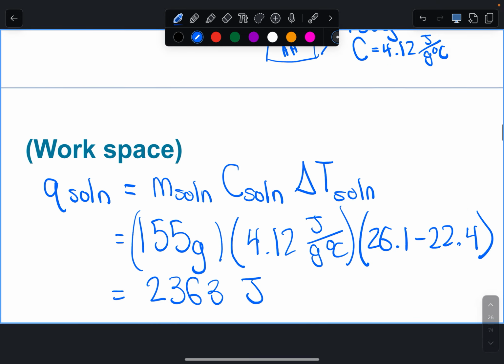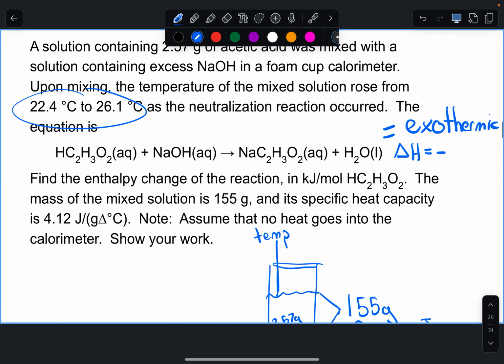If you notice in the question, it says, find the enthalpy change for the reaction in kilojoules per mole. That's because the balanced equation has 1 mole of acetic acid. That's why it's asking you to find it in kilojoules per mole, because it's for 1 mole of acetic acid. If the balanced equation had 2, then you would just be finding the enthalpy for the balanced equation, or for 2 moles for that matter, okay?